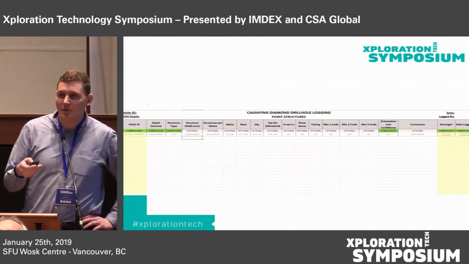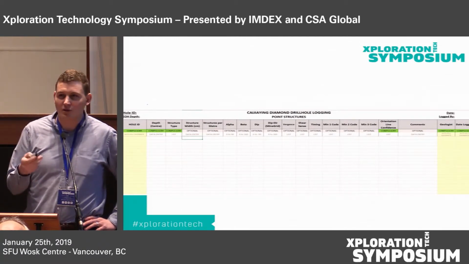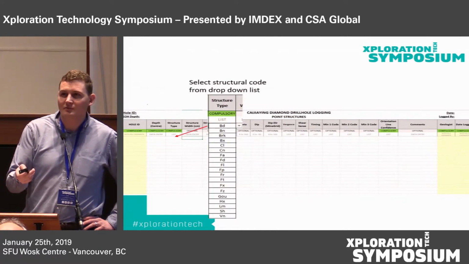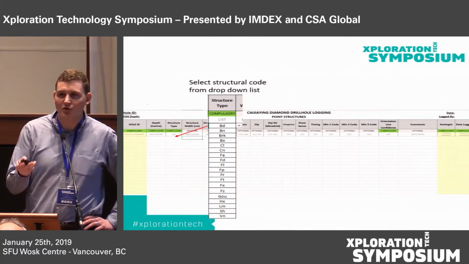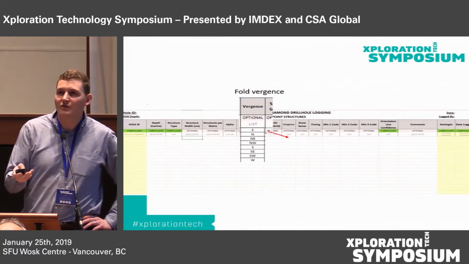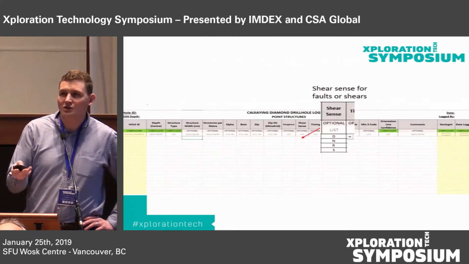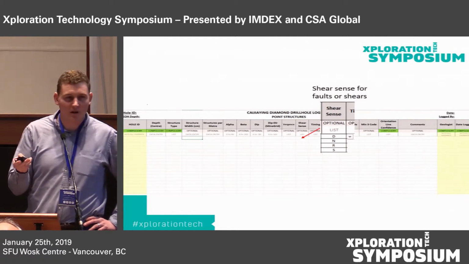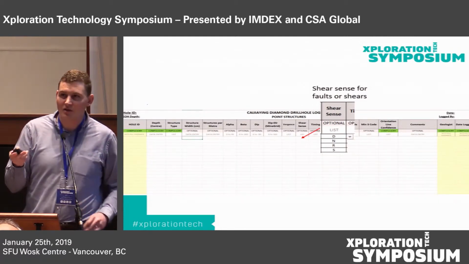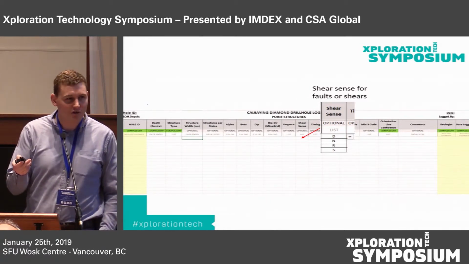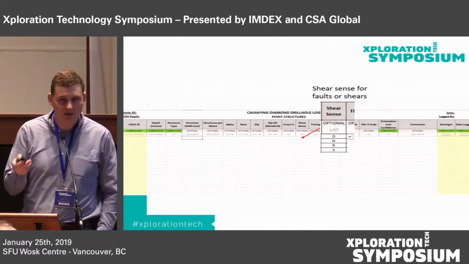And so when you're setting up your structural logging procedure, here's an example from Jamie. You've got all the different structures that you can select from your drop-down list. You've got things like fold vergence or shear sense, and logging that requires that the geologist who's doing the logging has a pretty clear understanding of the structural picture of what they're logging. So don't give it to your most junior geologist to go and log your structures.